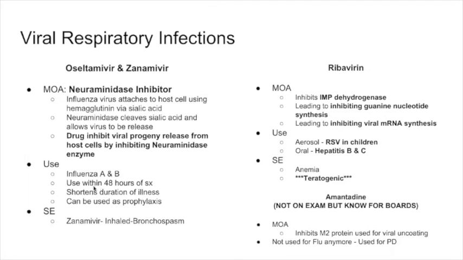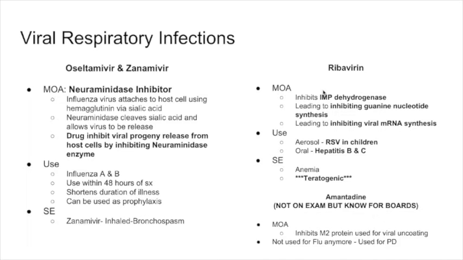And the benefit of oseltamivir is that it shortens the duration of the illness by 2 days, I believe. And it can also be used as prophylaxis. Side effects for oseltamivir are really nothing. Zanamivir is an inhaled form, and it causes bronchospasm. Of course, anytime you introduce a medication to the lungs, you have the risk of bronchospasm. Next medication that is used for viral respiratory infections is ribavirin.